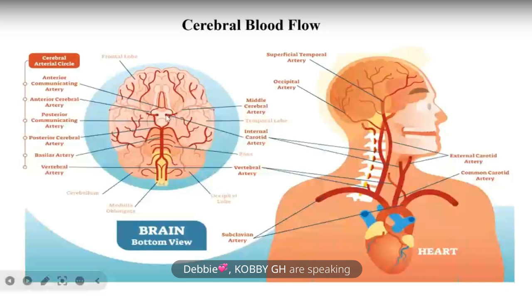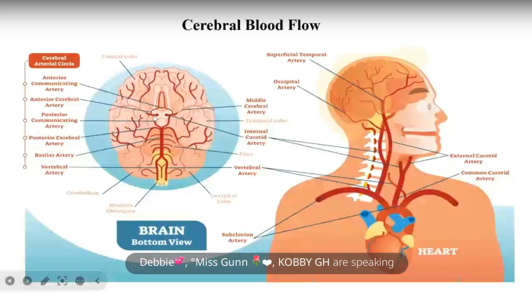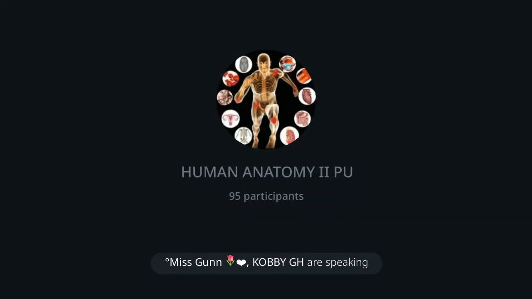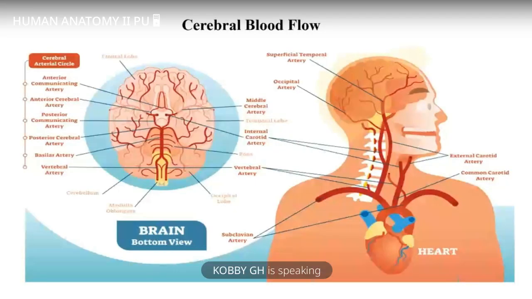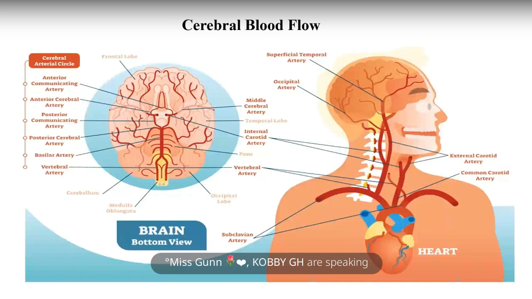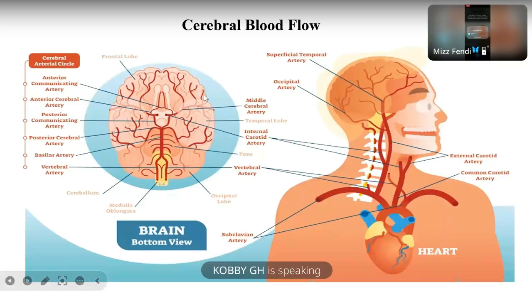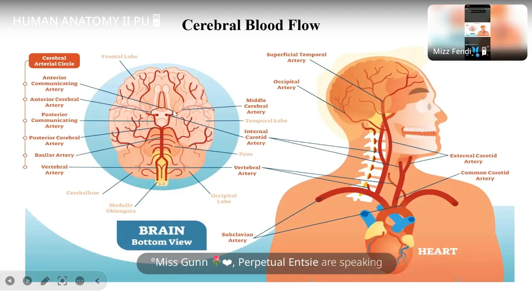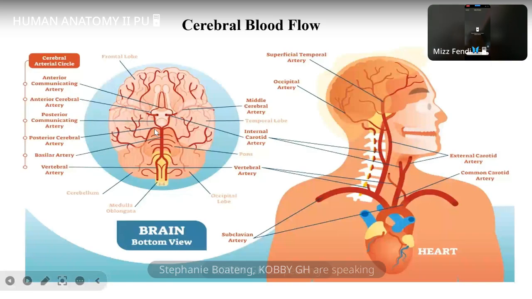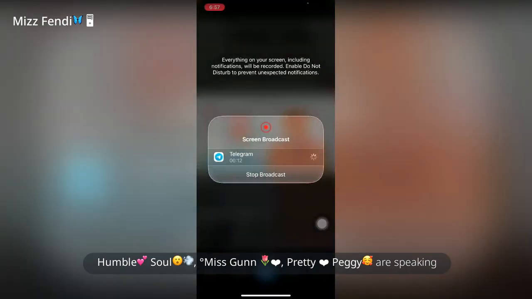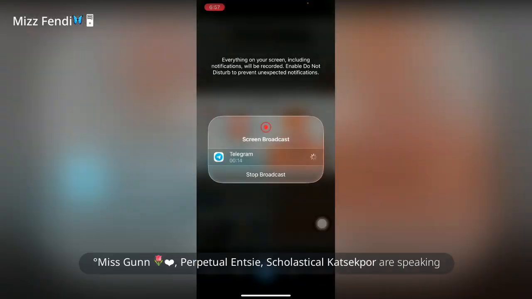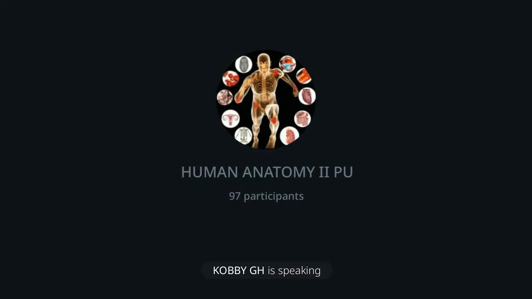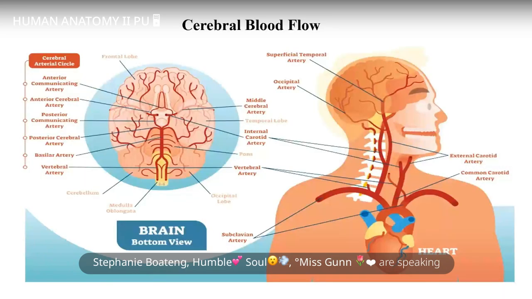So if we ask you what blood vessels form the circle of Willis, it's simple. There are three blood vessels forming the circle of Willis. We have the anterior cerebral arteries. Say anterior cerebral arteries. Posterior cerebral arteries. Carotid arteries. Say carotid arteries.